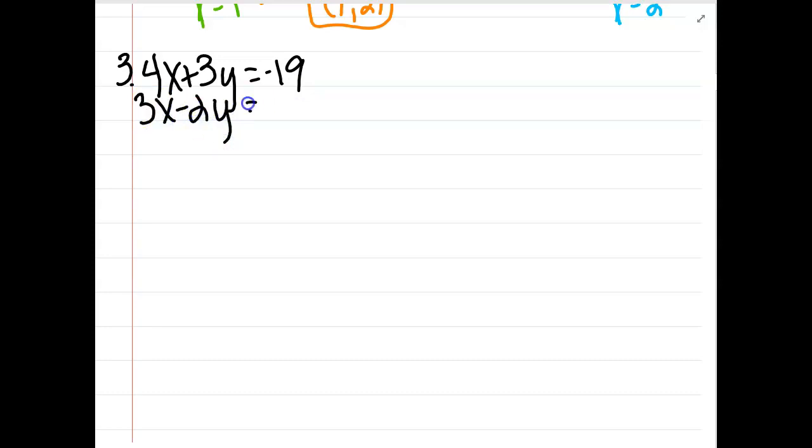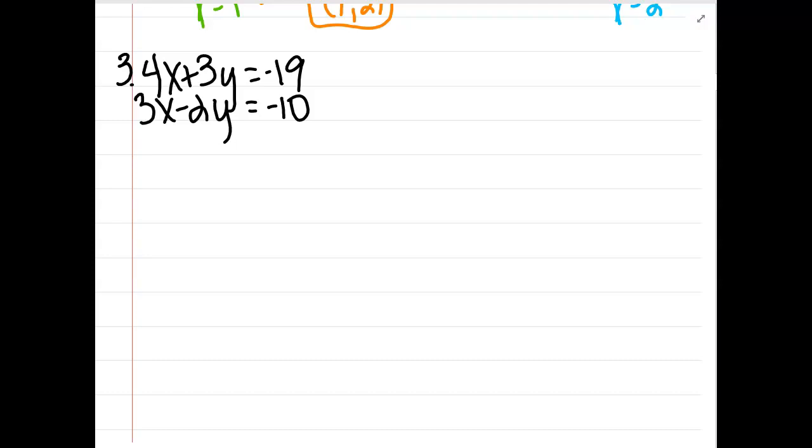Okay, let's take it a step further, because why not. Okay, number 3. Number 3 says 4x plus 3y equals negative 19, and 3x minus 2y equals negative 10. Now, as it is, if I left it alone, I don't have to multiply anything. The x's aren't going to cancel out because they're not the same number. The y's aren't going to cancel out because they're not the same number.